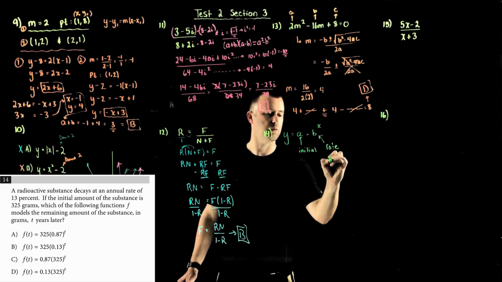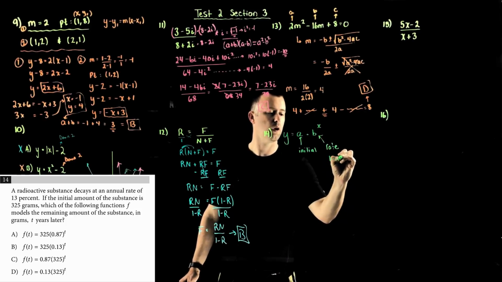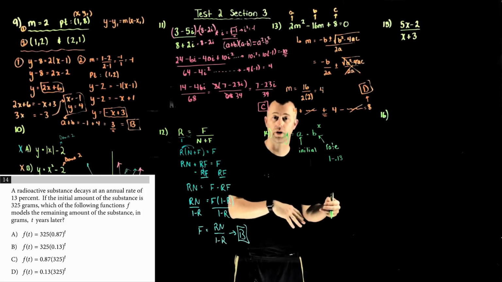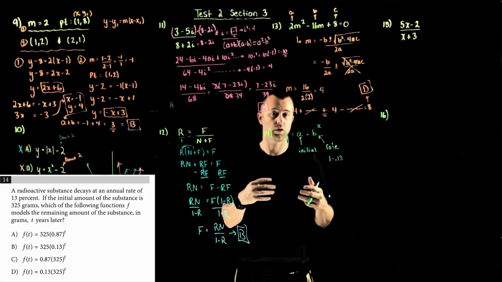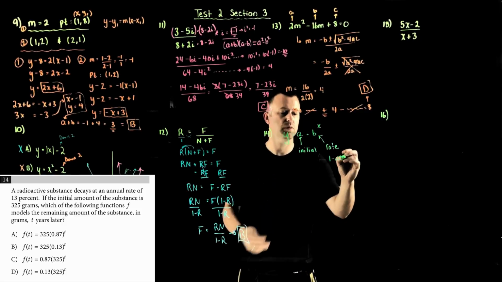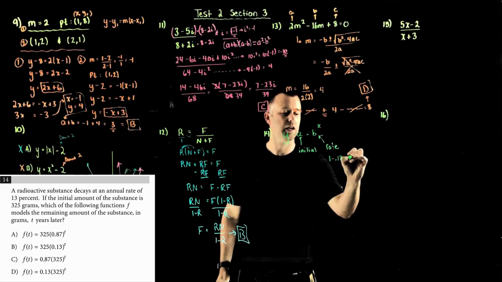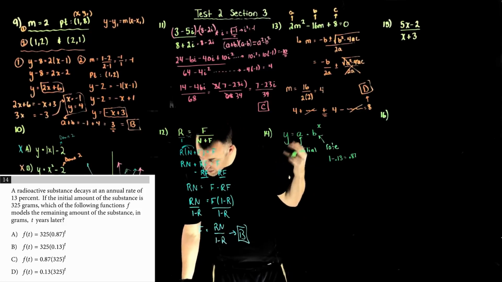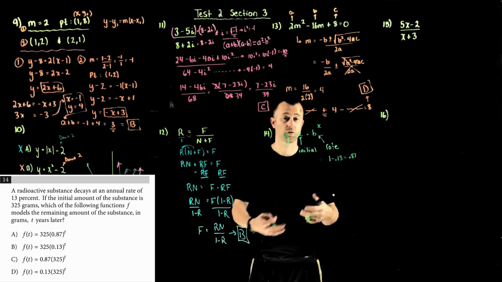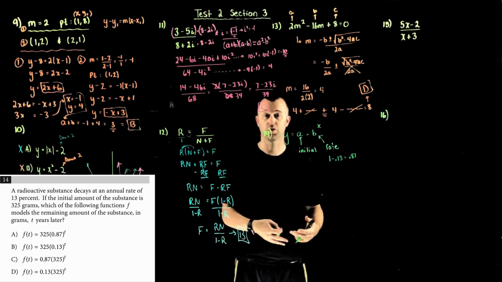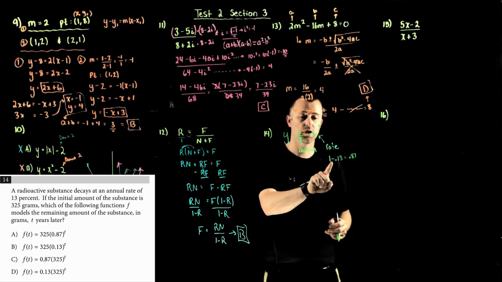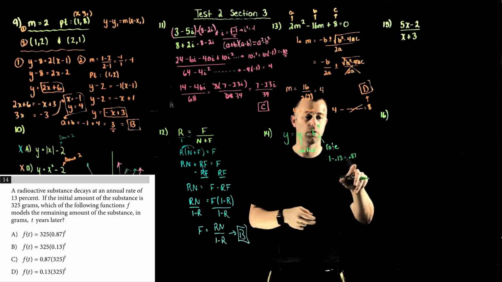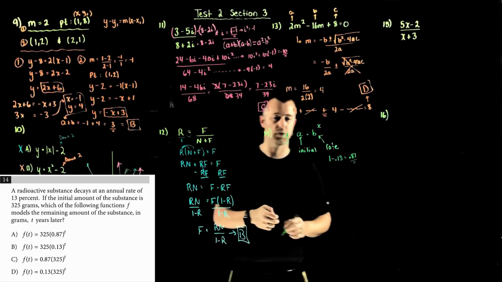So my rate is going to be 1 minus 0.13. You have to understand your rate is not 0.13 because, again, you are going down 13%, which means you are left with 87% each, in this case, annual rate. So each year, you're left with 87% of what you had the year before. So your rate is always going to be 1 plus the rate if it's going up, or 1 minus the rate if you're going down. So in this case, that's going to be your rate.